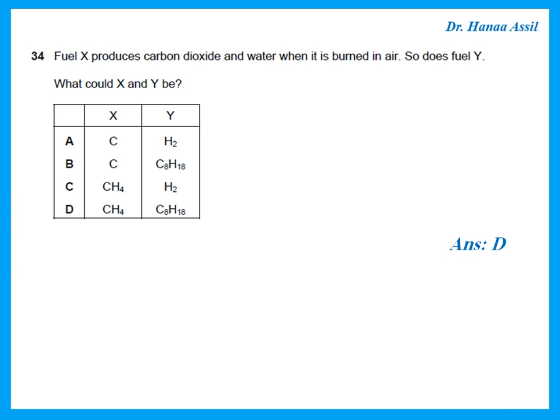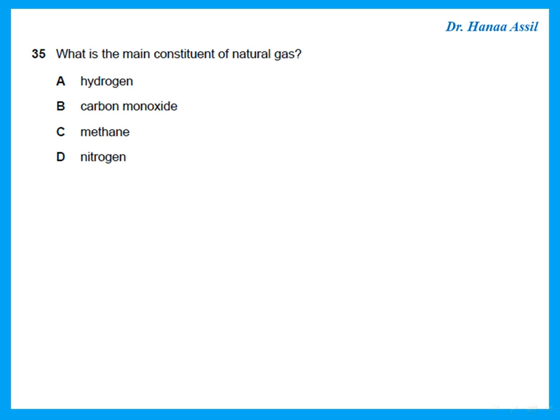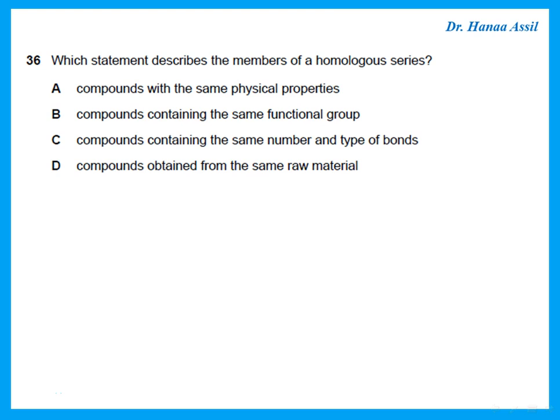If I burn hydrogen, it gives only water. If I burn carbon, it gives only carbon dioxide. He wants it to give both. What is the main constituent of natural gas? You should know that natural gas is mainly methane.